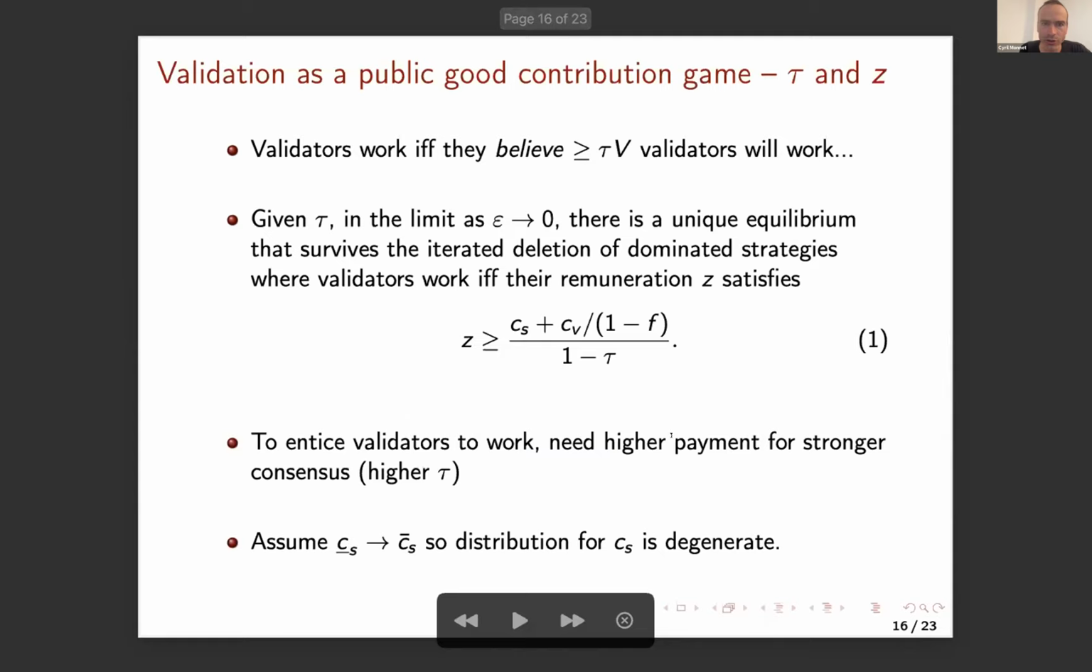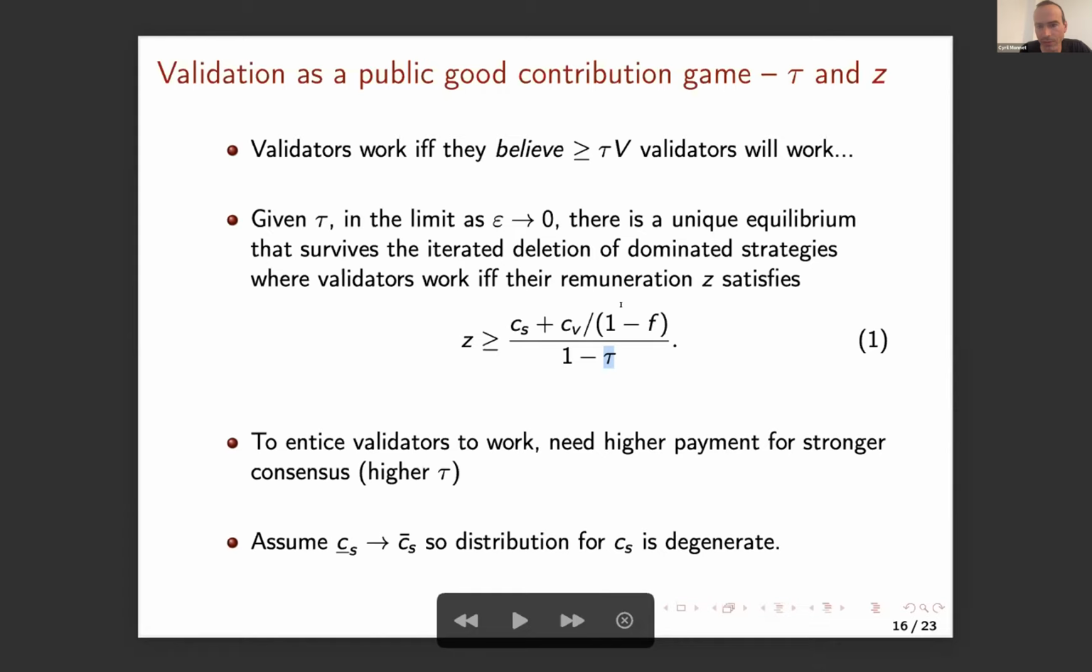So the first result is the rent result. Validators should earn enough rent in order to be incentivized to cast a vote. Because of the uncertainty regarding the cost of voting, if they are not paid a lot, you are never sure that validators with a very high cost of casting the vote will actually cast a vote. So you are never sure that you will reach the required supermajority. That's why you need to pay validators a lot. And you need to pay validators more if you want to achieve a higher supermajority.